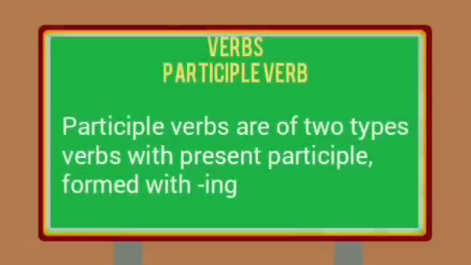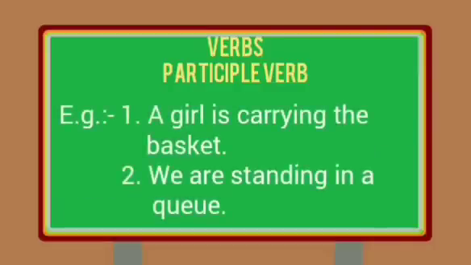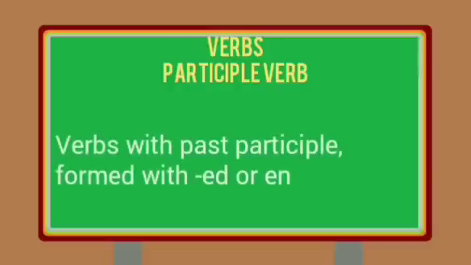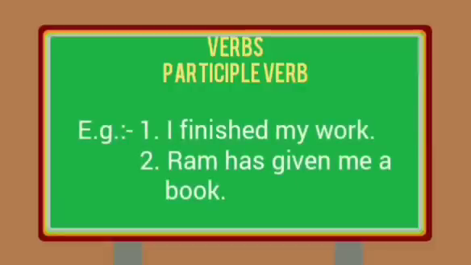Participle verbs are of two types. Verbs with present participles formed with ing. For example, a girl is carrying the basket. We are standing in a queue. Verbs with past participles formed using ed or en. For example, I finished my work. Ram has given me a book.